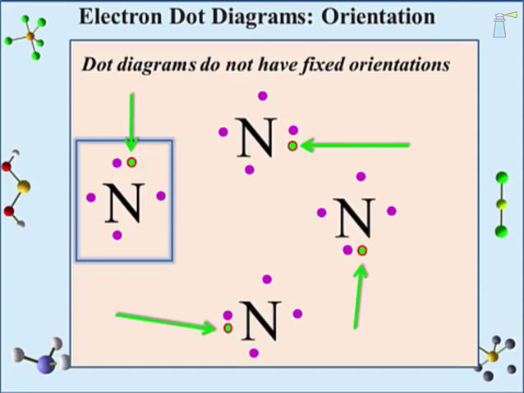This may not seem very significant, but when we start building dot structures, we will be choosing the most convenient of such orientations. And it's worthwhile pointing out that we are free to change orientations, and that in doing so, we are not altering the dot diagram.